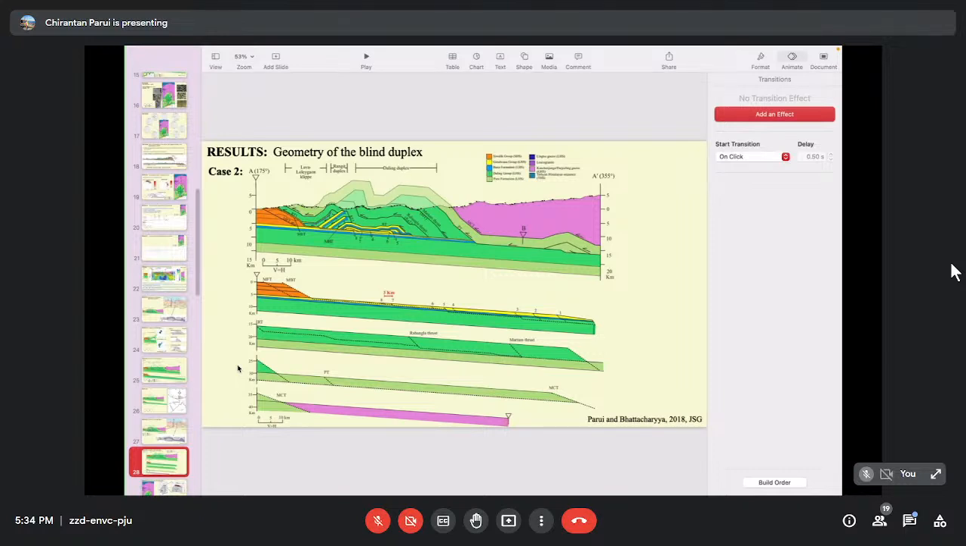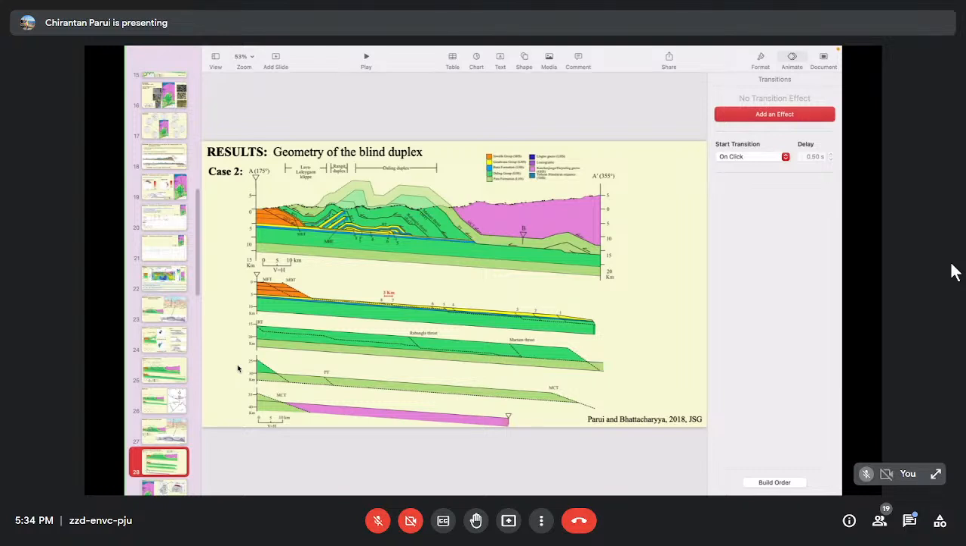So that's not really a strain that is happening due to the thrusting event, but that is something that remains within the thrust sheet, a pre-thrusting strain.